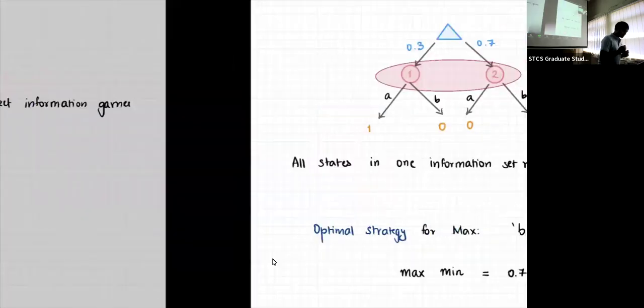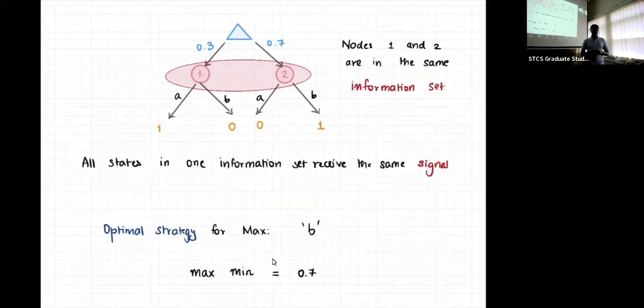So here are some examples. Now we'll look at some abstract examples. How do we denote an imperfect information set? Without this red bubble, it's a normal extensive form game with perfect information, which we just saw before.